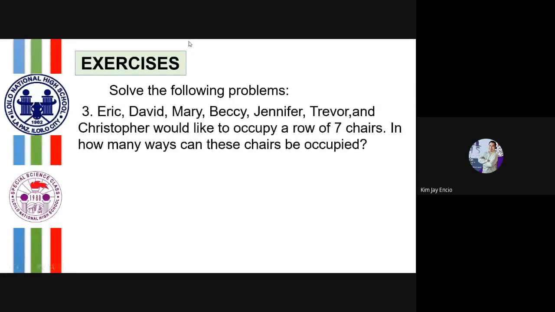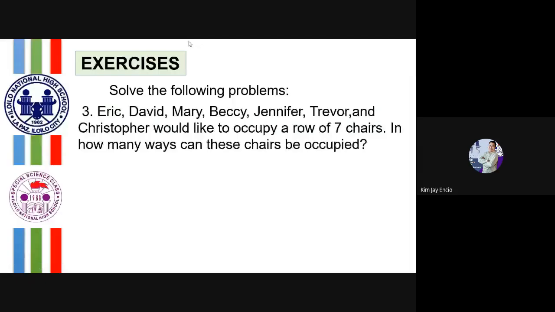Eric, David, Mary, Becky, Jennifer, Trevor, and Christopher would like to occupy a row of 7 chairs. In how many ways can these chairs be occupied?